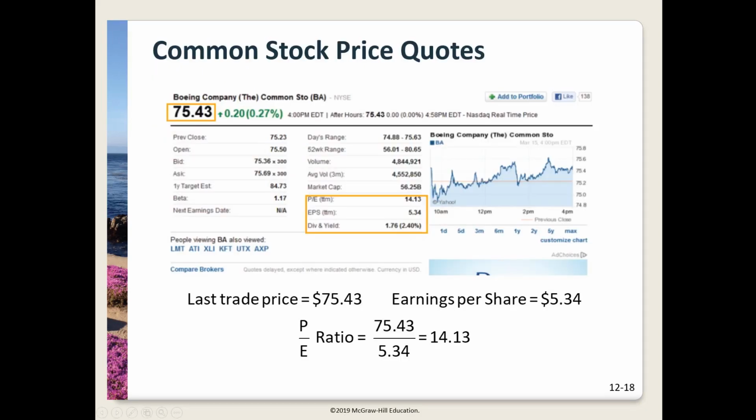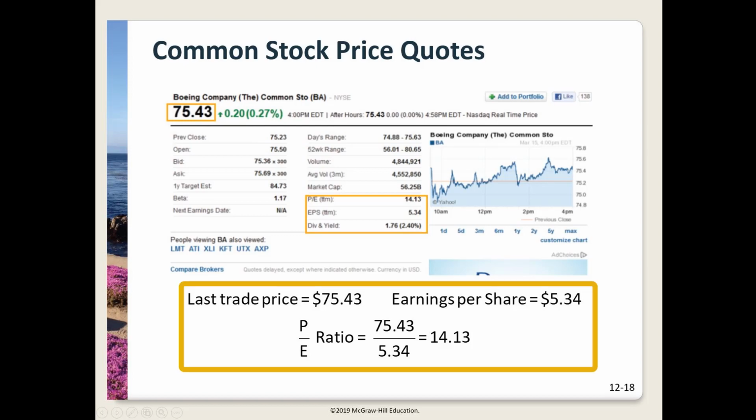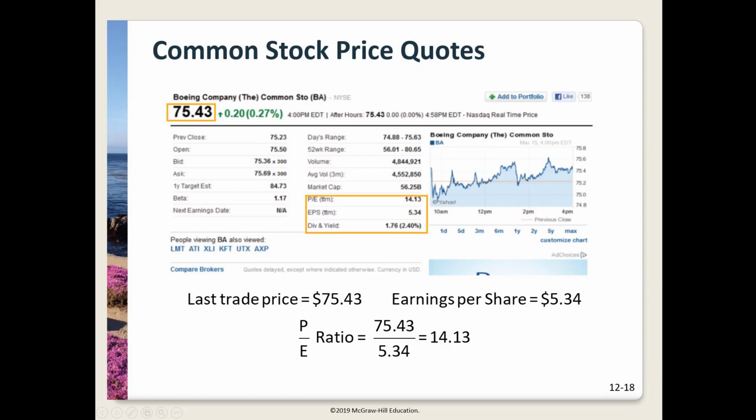This slide demonstrates how some of the numbers fit together for the Boeing Company. Given data: stock price, $75.43. Annual dividend, $1.76. P/E ratio, 14.13. Earnings per share, $5.34. So the P/E ratio is equal to the price per share divided by the earnings per share. 75.43 divided by 5.34 is the 14.13.